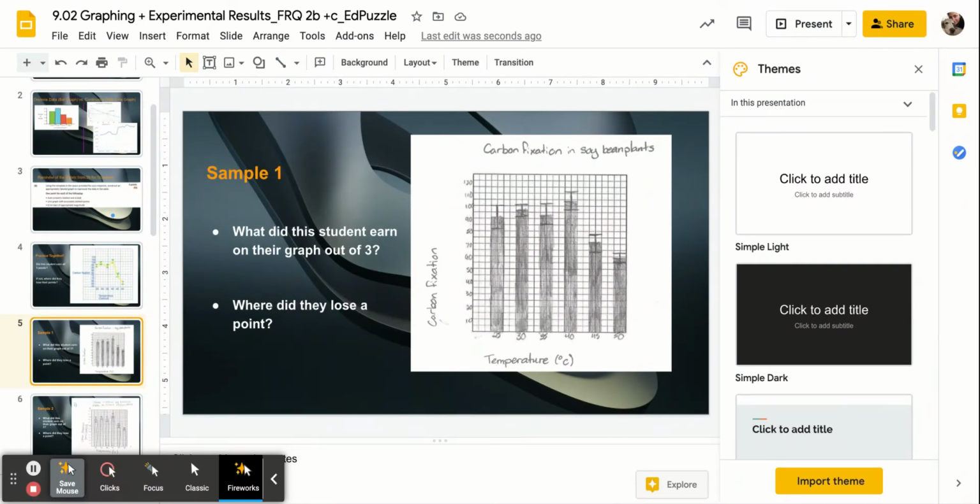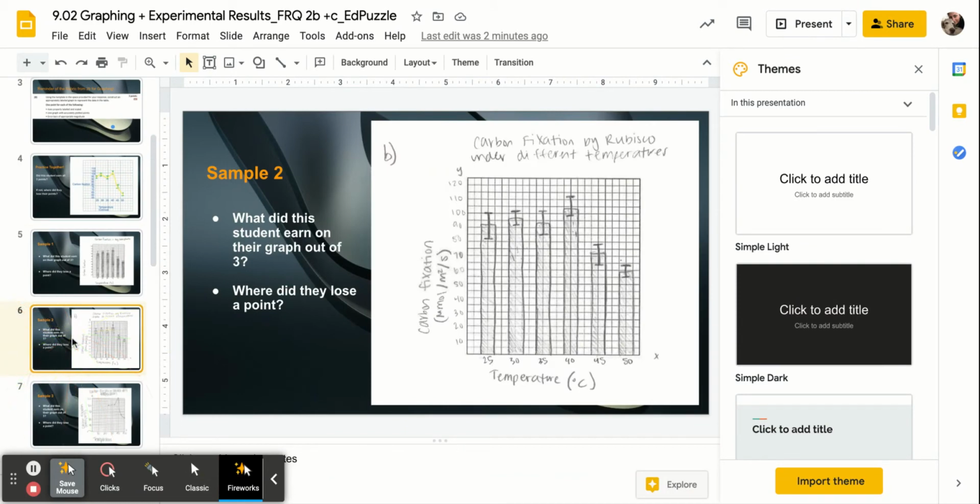Okay. So this student has a graph that looks really nice. It's clear they know how to graph, but they are missing units here in carbon fixation. So they didn't get the point for the axes being labeled, and it's a bar graph, not a line graph. So they actually only earned the point for their error bars. Okay. Cool. What about this one? What would you score it?